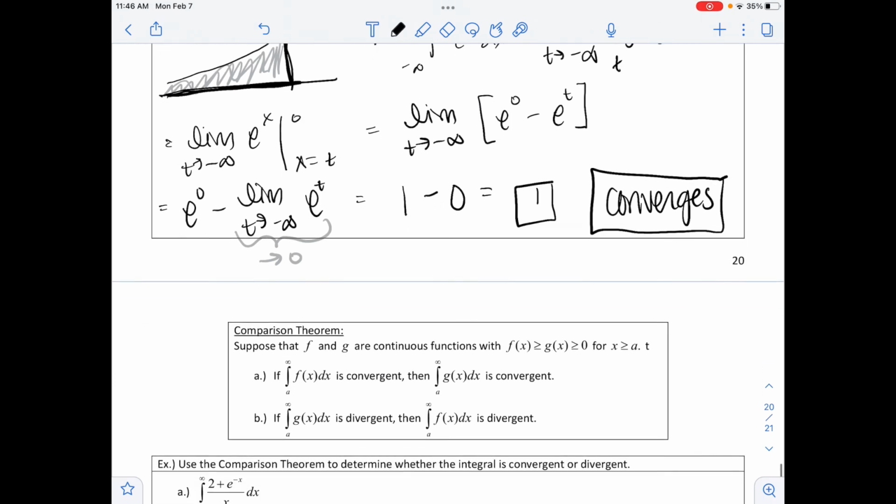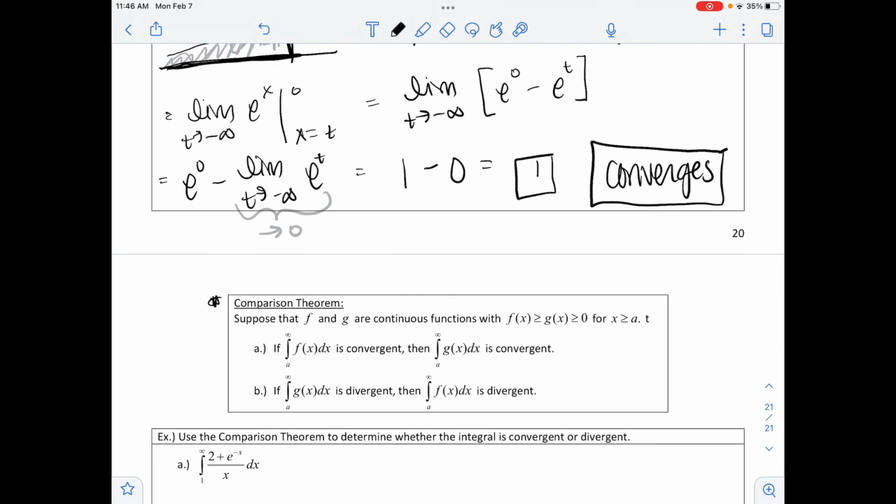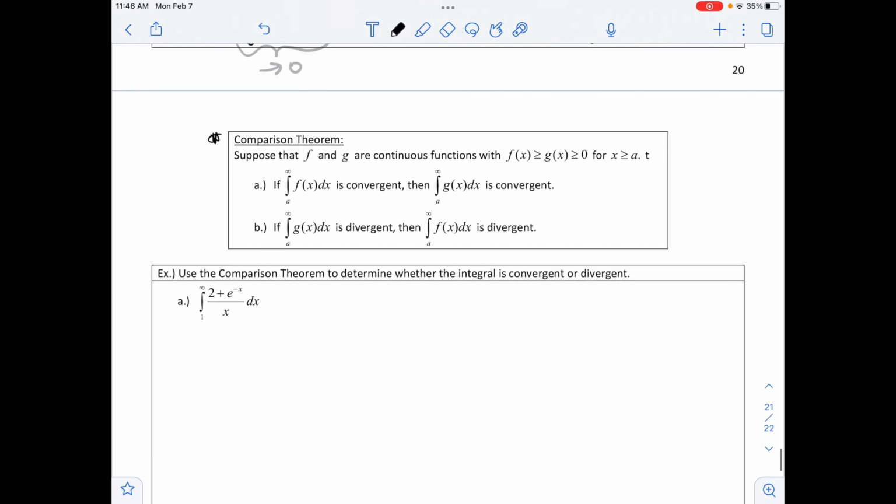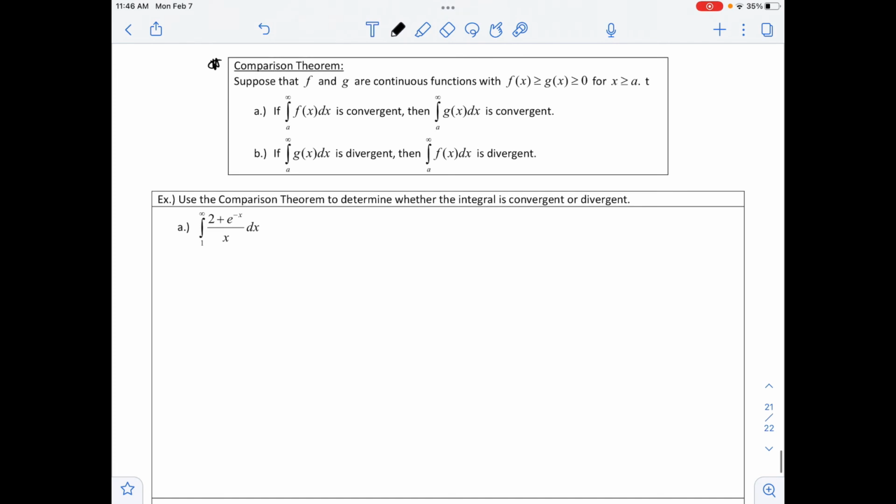The last thing that we have in this section is called the Comparison Theorem. And this says, suppose that f and g are continuous functions with f of x greater than or equal to g of x, which is greater than or equal to 0, for x greater than or equal to a. So the first one says, if the integral from a to infinity of f of x dx is convergent, then the integral from a to infinity of g of x is also convergent.